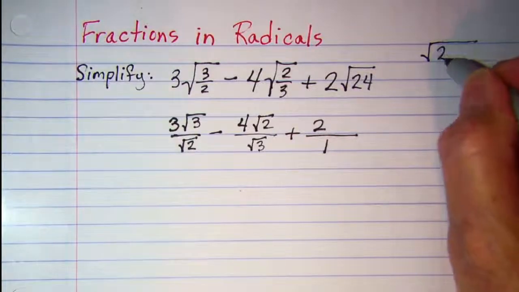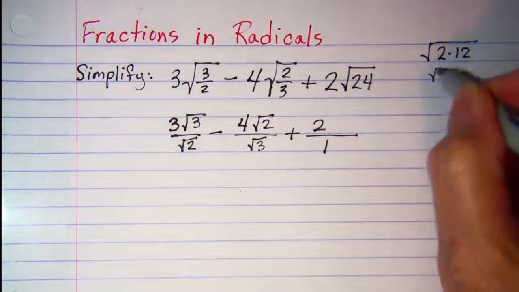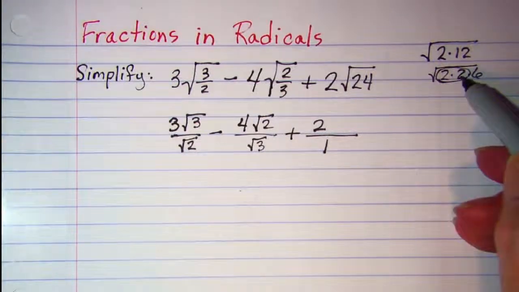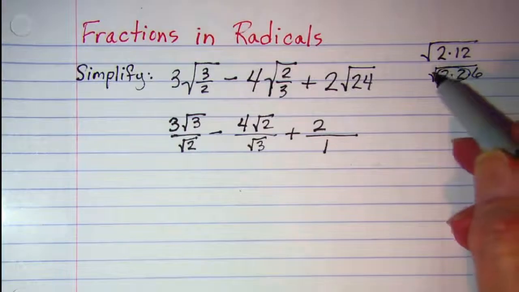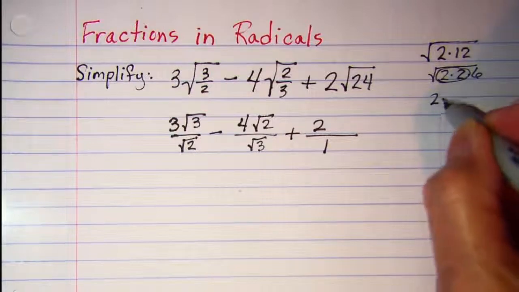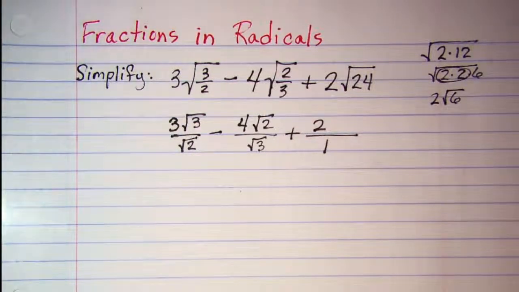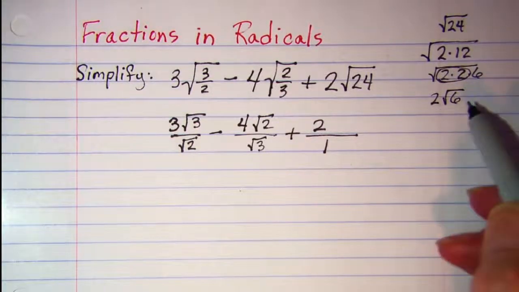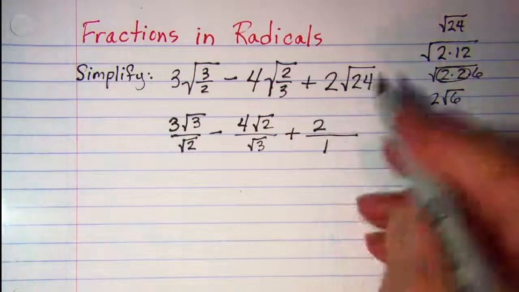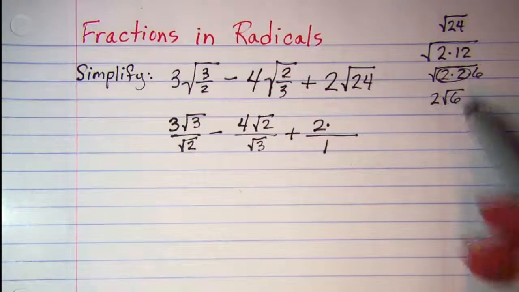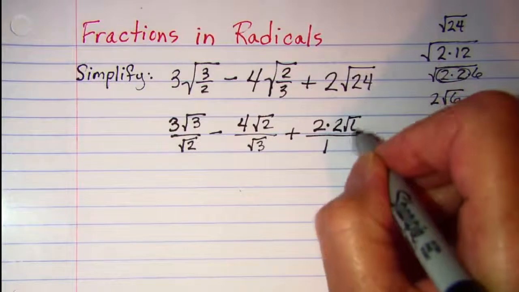24 is 2 times 12, and then 12 is 2 times 6. So this 2 squared that's in the radicand, I can bring that out in front of the radical, and so the square root of 24 is 2 square roots of 6. So we started with square root of 24 here. So I have this 2, that's the coefficient, and then the square root of 24, I'm going to rewrite that as 2 square roots of 6.